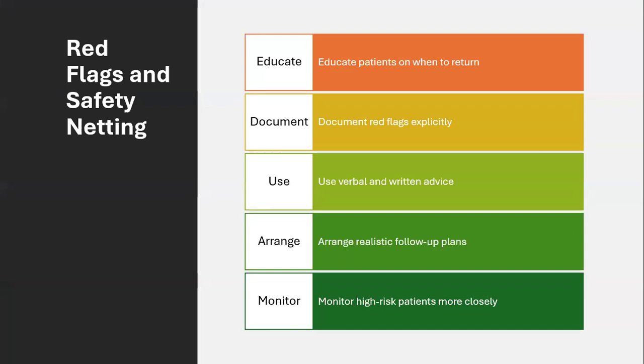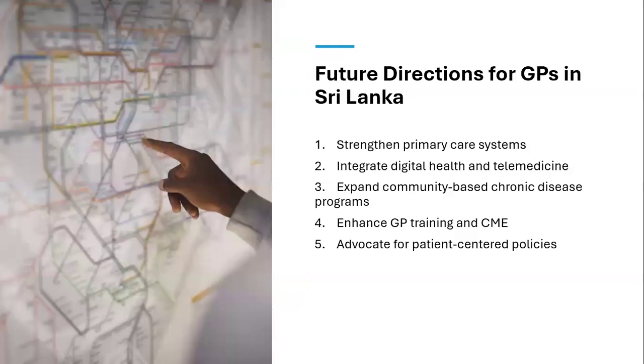Red flags and safety netting. Always educate the patient on when to return. It's very, very vital. And also document red flags explicitly and clearly. Use verbal and written advice. Arrange realistic follow-up plans, because sometimes the patient may not be able to come the day that you ask them to. Help them to come the day that is feasible for you both. And monitor high-risk patients more closely, like dengue patients, because you just can't send the patient without follow-up full blood counts, daily full blood counts in a dengue patient who is managed at home.